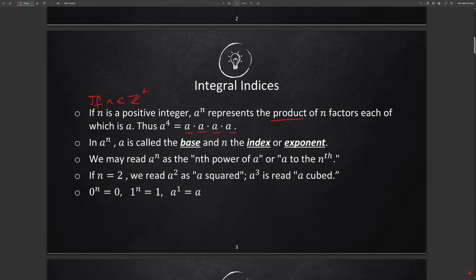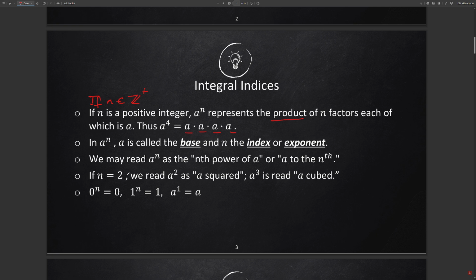We may read a to the power of n as the nth power of a, or a to the nth power. And you will realize that this terminology in point number 3 is more likely used. And you'll see why later on, because when we have to find square roots, we use this type of English language here to denote powers when we have fractions, etc. Right? So number 3 will more likely be used.